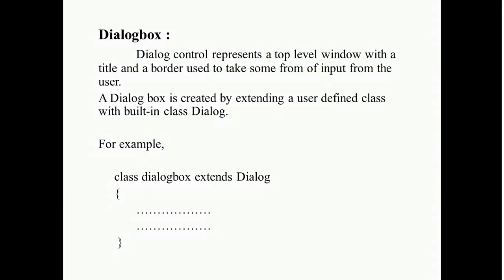As compared to the frame, which has minimize and maximize buttons, the dialog box does not have any minimize or maximize button. And a dialog box is created by extending the user-defined class with the built-in class Dialog. For example, see here: class DialogBox extends Dialog. The DialogBox class extends the built-in class Dialog, and in that we write our code. This is an example of how to define a class.